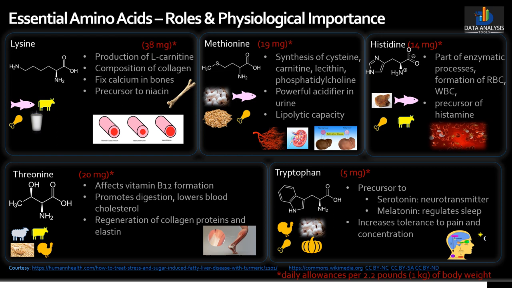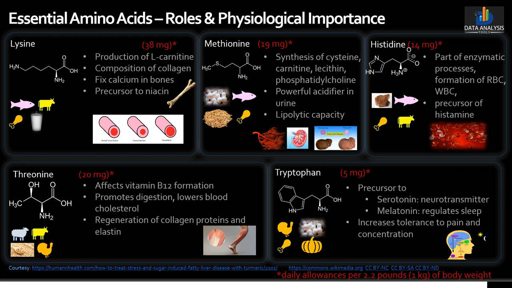Histidine. Histidine is used to produce histamine, a neurotransmitter that is vital for immune response, digestion, and sleep-wake cycles. It is a part of many enzymatic processes, as well as the formation of red and white blood cells. It is a precursor of histamine, a molecule involved in inflammatory processes used in allergenic treatments, and acts as a vasodilator and seems to have positive effects in sports in terms of stamina.